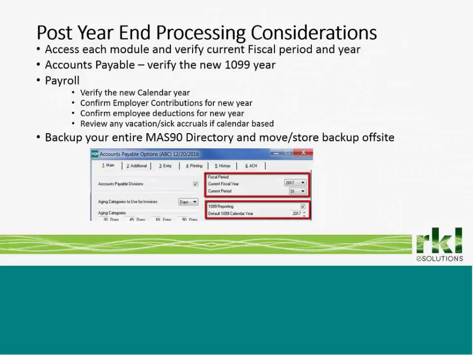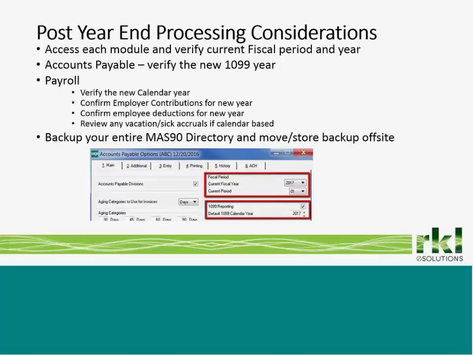Some additional considerations for your year end. After you've closed out your fiscal year, you want to go into each module and just verify that it advanced to the correct fiscal period and year. There's a screenshot at the bottom where you can see that my accounts payable is now set to current fiscal year 2017, and my current period is 1. Below that, you'll see the 1099 information. You'll notice that my 1099 calendar year has moved to 2017, so that when I start cutting checks in my new year, that information will get captured in the 2017 calendar year.